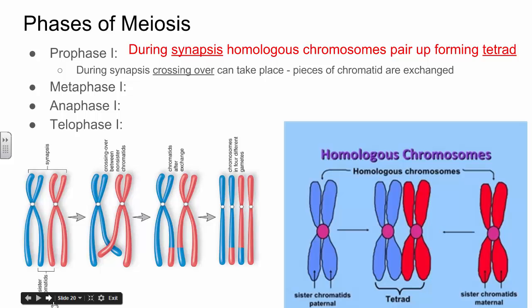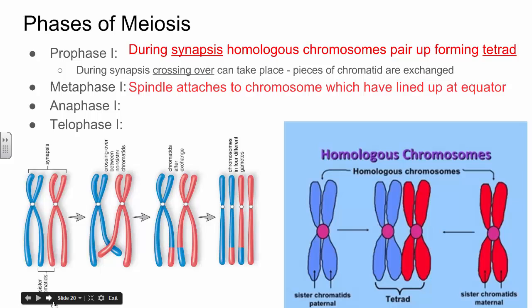So in prophase, synapsis happens. In metaphase, the spindles attach. Again, just like it did in mitosis, the spindles attach to the chromosomes, which have aligned up with their partners on the equator of the cell.